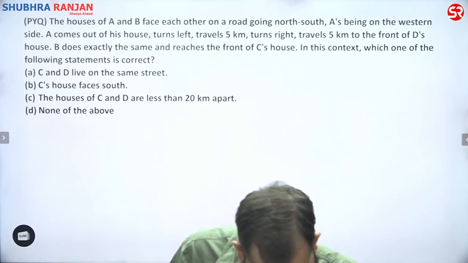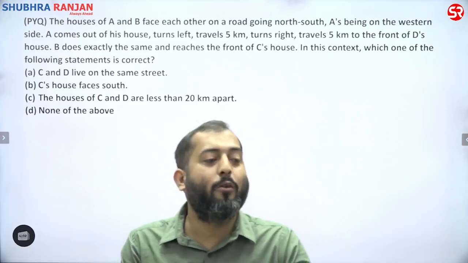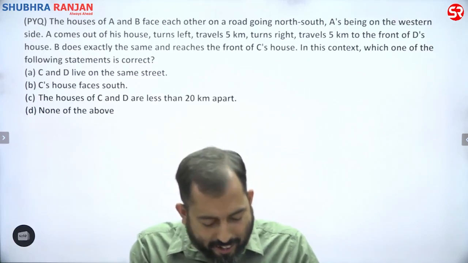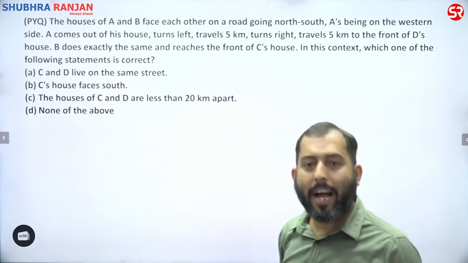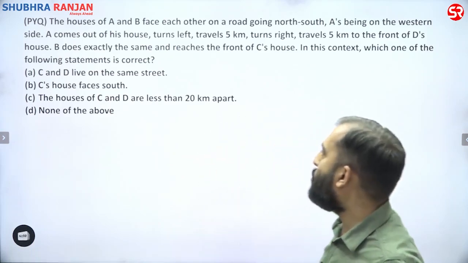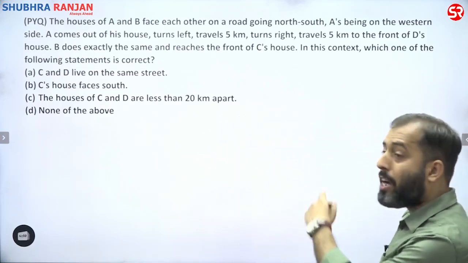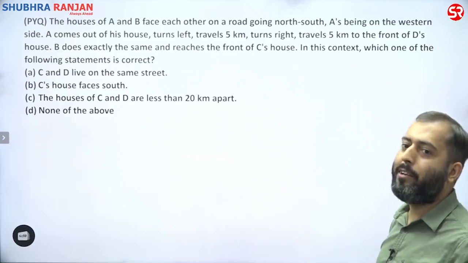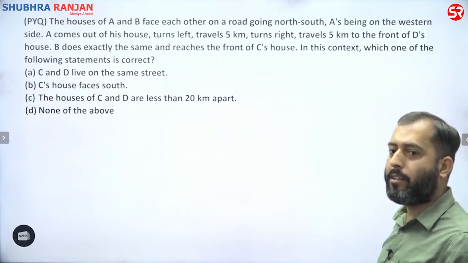Was the upside down question clear to everyone? Upside down. Okay, there is a doubt. I'll discuss that doubt in the end. No. C and D, we are talking about C and D. A and B can live on the same street. How can we say that?